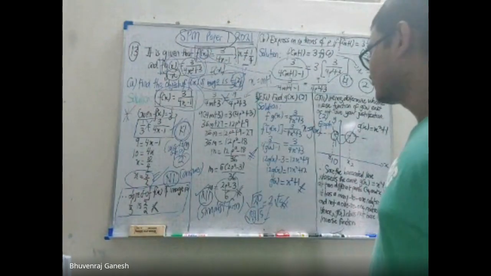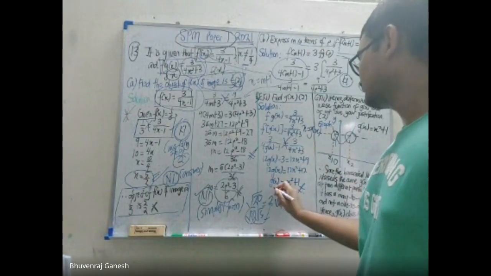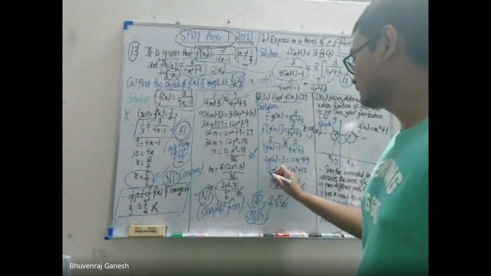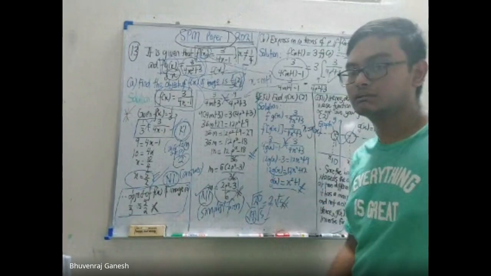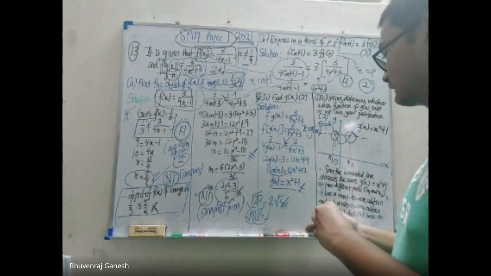So you will get 3 over 4Gx minus 1 equals the composite function here. So after you move here and there, you cross multiply, you will get Gx is x squared plus 1. This one, the 12, you bring it, you divide to the whole equation on the right hand side. So that's your answer. Gx is x squared plus 1.